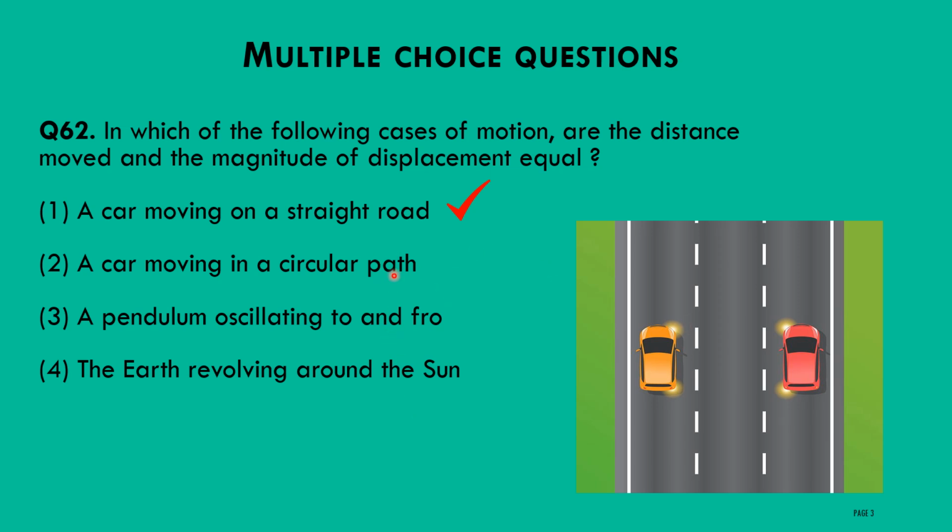Then the remaining three options. A car moving in a circular path is a circular motion. In circular motion, displacement will be 0 because the initial point and end point are the same. A pendulum oscillating to and fro is an example of oscillatory motion. The earth revolving around the sun is also a circular motion. Always remember, when an object is moving in a circular motion, displacement will always be 0. That point you have to remember.